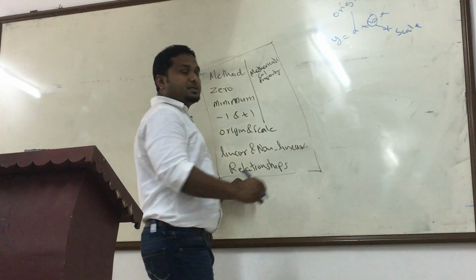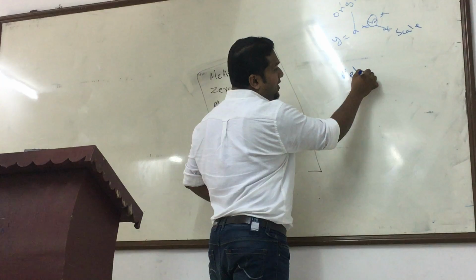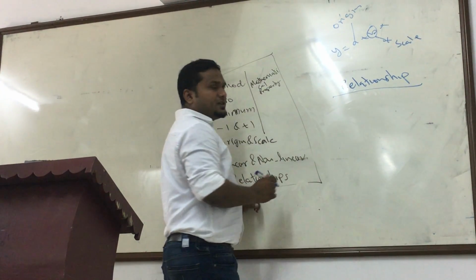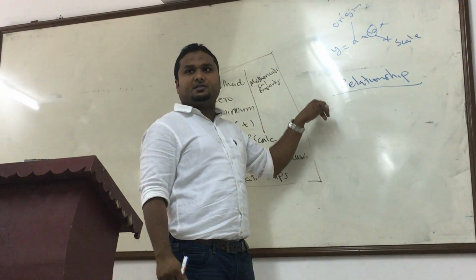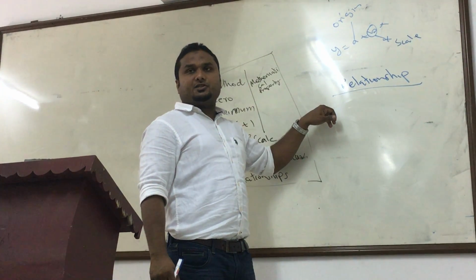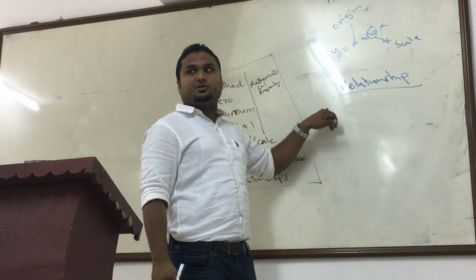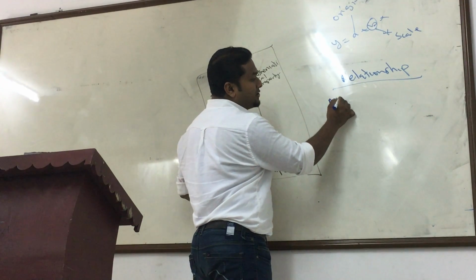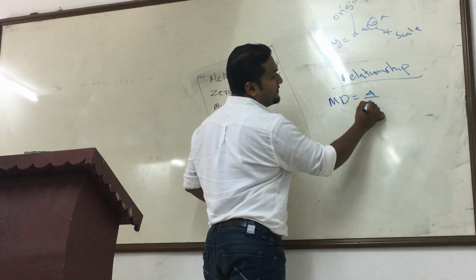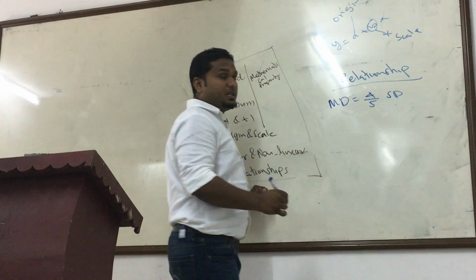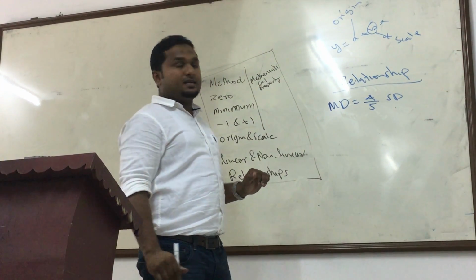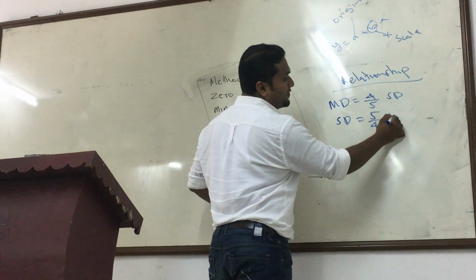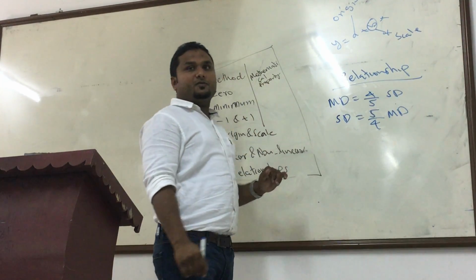Relationship between different items. In many years they are asking relationship questions. The first relationship, actually this is not from the chapter measure of central tendency. Actually this is from the chapter called theoretical distribution. It is related to normal distribution. Mean deviation is equal to 4 by 5 standard deviation, and the reverse is also possible. Standard deviation is equal to 5 by 4 MD.